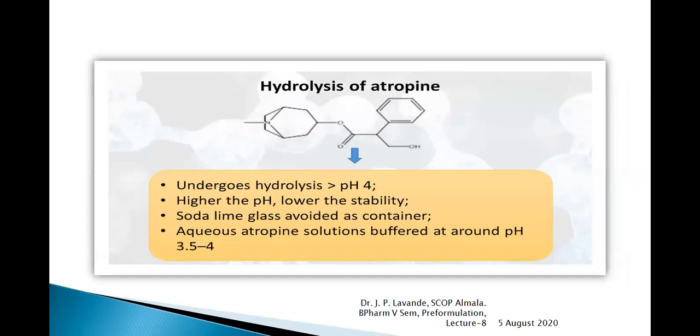That is the reason why soda lime glass is to be avoided as a container material for atropine, because upon storage over a longer duration of time, it is responsible for leaching out alkalis from the soda lime glass, and it will affect the stability of the atropine. So the aqueous atropine solution is buffered at around pH 3.5 to 4. There is a need to maintain the buffering system in order to prevent the hydrolysis of atropine at a pH value more than 4.